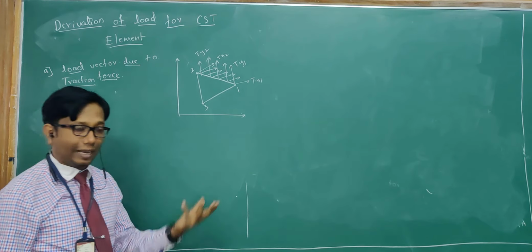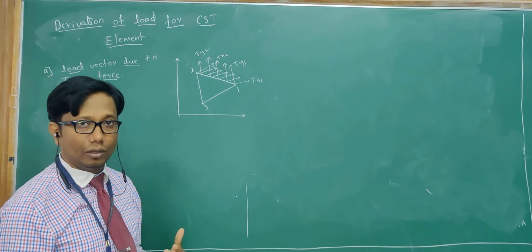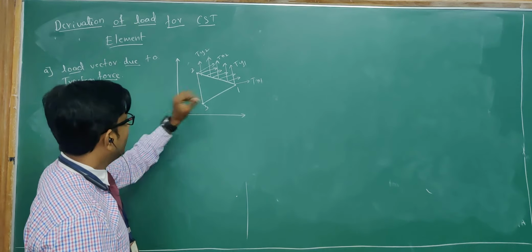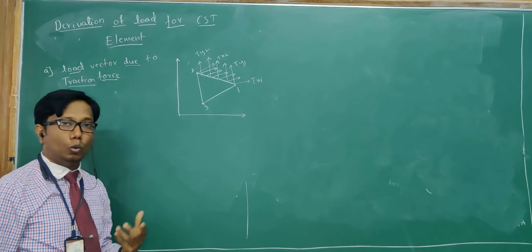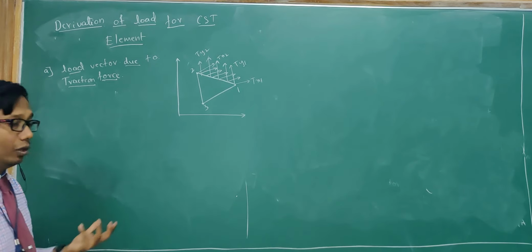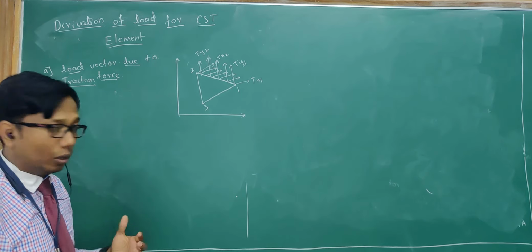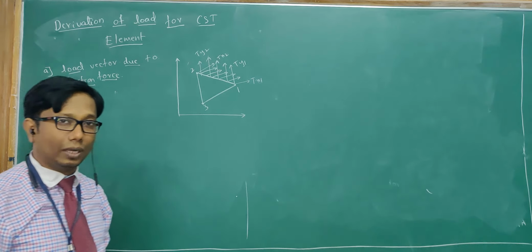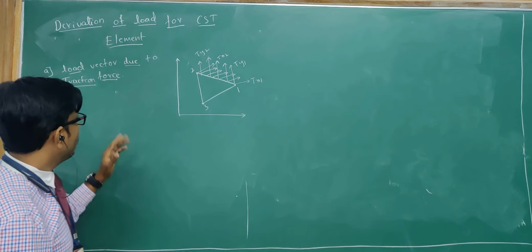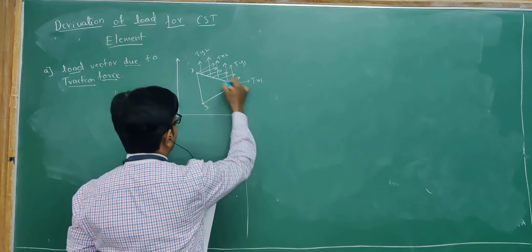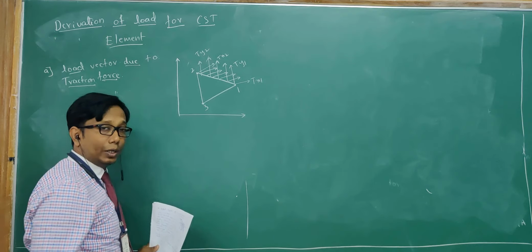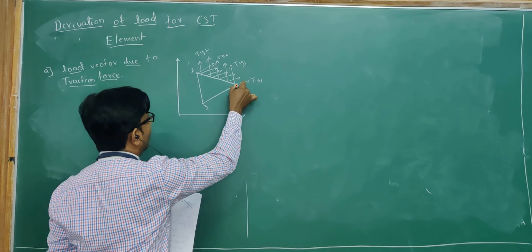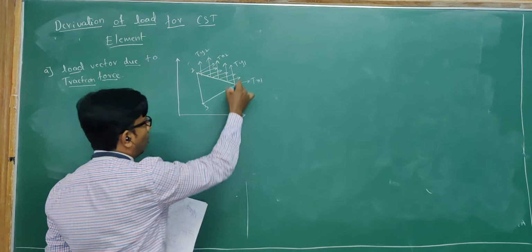The traction might be in the form of a pressure, or it might be in the form of a uniformly distributed load. In that case, we need to find the load vector, that is, the equivalent load which can be applied on the nodes in order to find the solution of that particular element. Now for this particular element, this is a triangular CST element which is being subjected to a traction force on the line which has nodes 1 and 2.